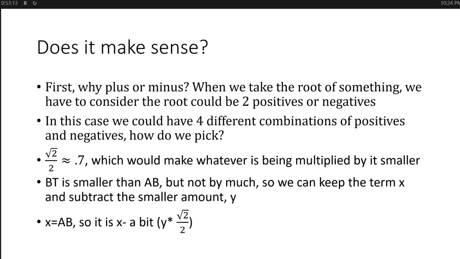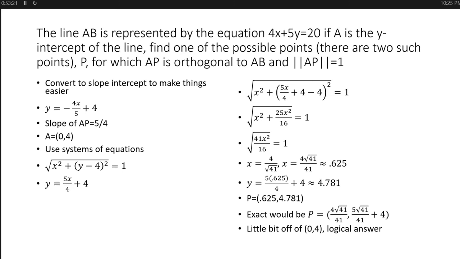I hope that made sense. It made sense for me. Again, feel free to correct me, but that is the answer that I found to be most reasonable.